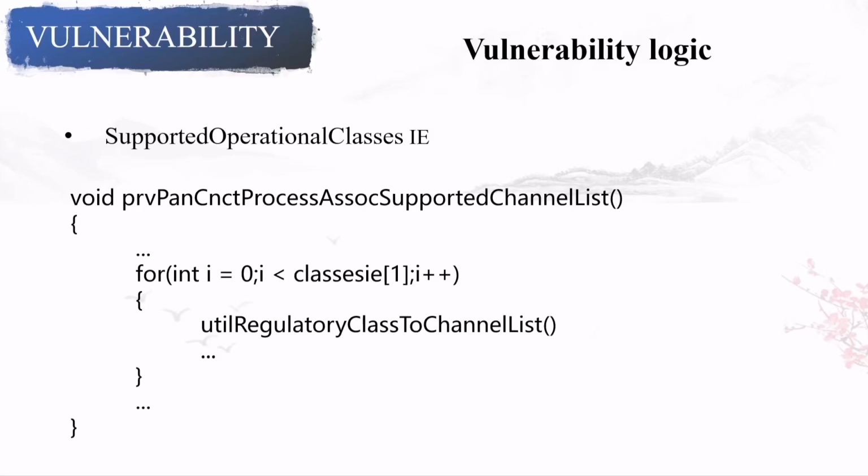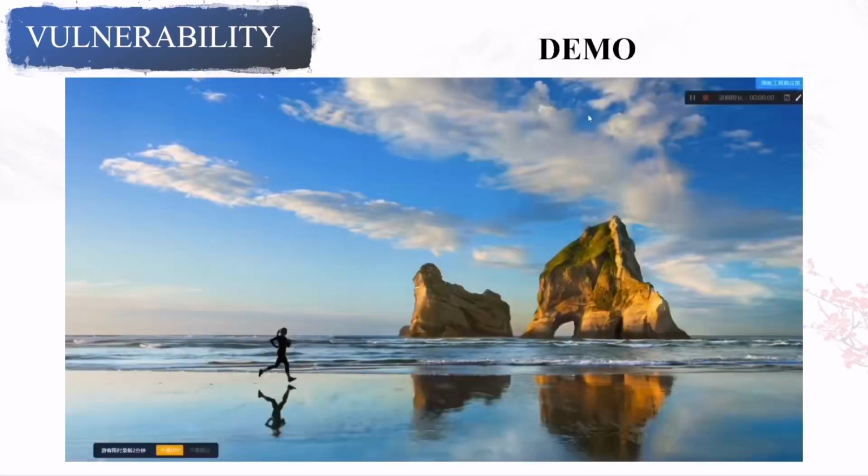The number of times of this loop is determined by the length field of the supported operating classes information element. That is, it can be up to 255 times. This is obviously a lack of checking on the length field passed in from the user. This is the POC demo.